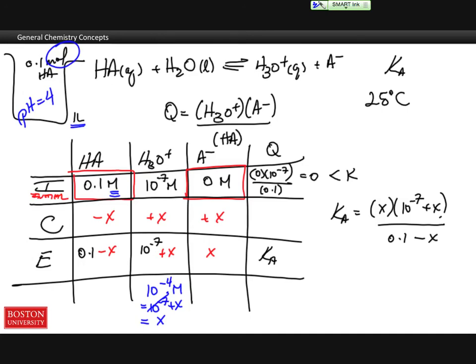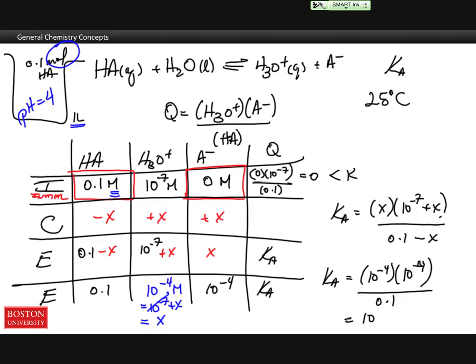So if we plug that value of X into all of our values over here, we get 0.1 to 1 sig fig, that hasn't changed, 10 to the minus 4, and 10 to the minus 4, which means that Ka will be 10 to the minus 4 times 10 to the minus 4 divided by 0.1, which is 10 to the minus 7 Ka.